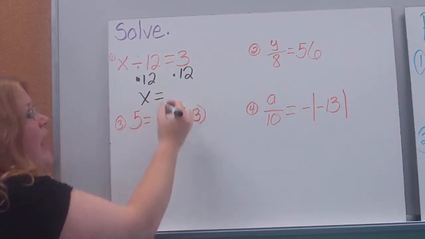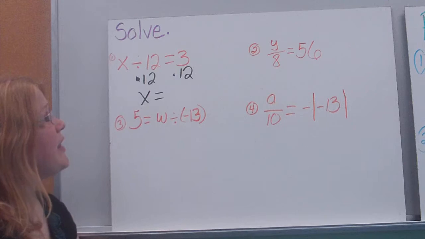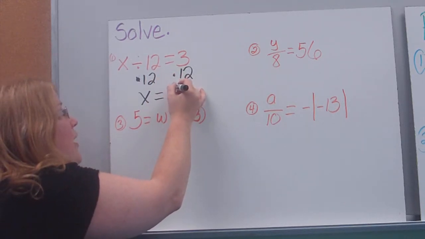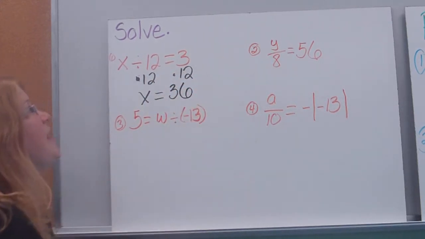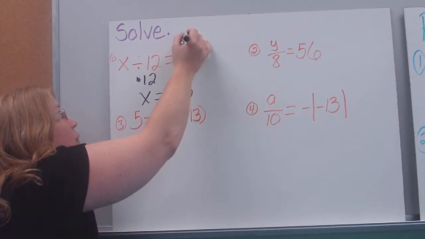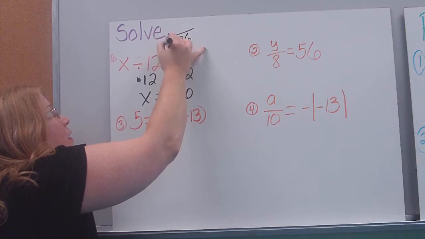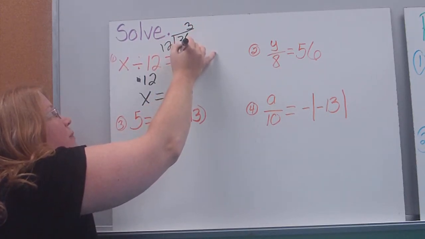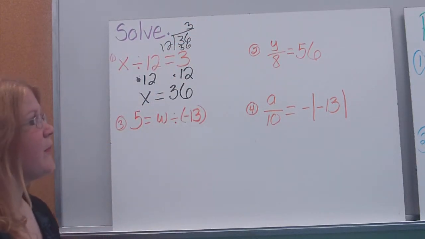That leaves me with just an x on this side, and then 3 times 12 gives me 36. I can check to make sure I'm right by plugging it in. 36 divided by 12 indeed gives me 3, so I know that I'm correct.